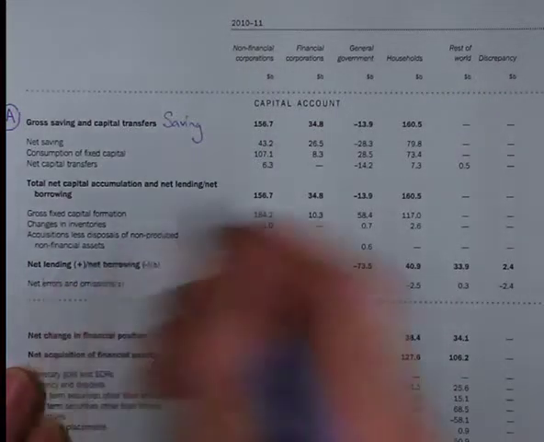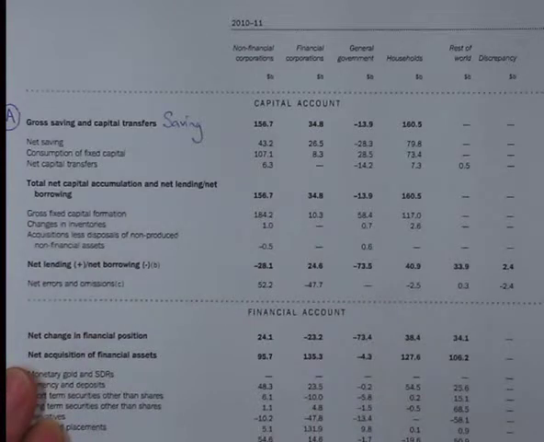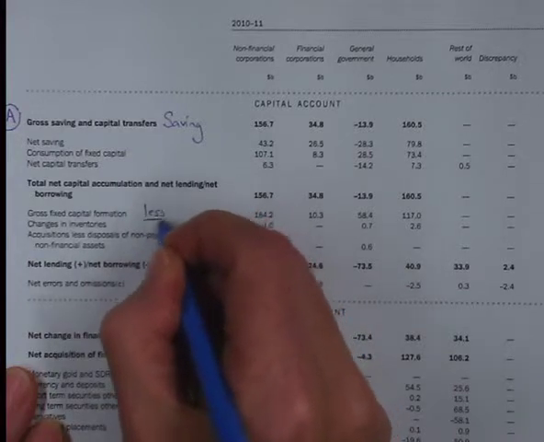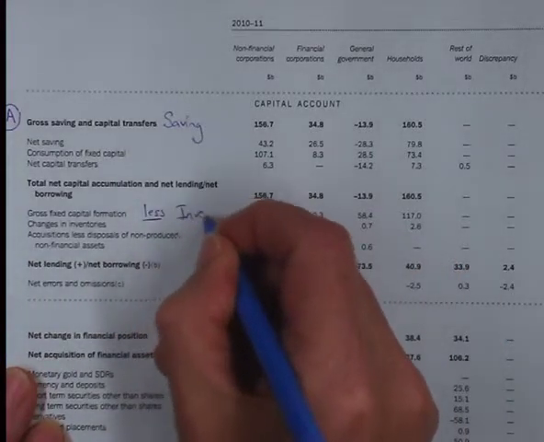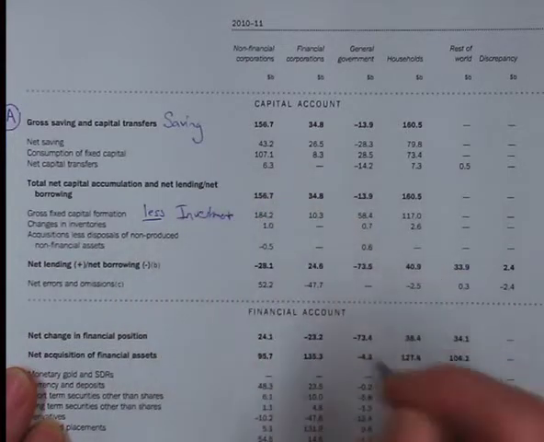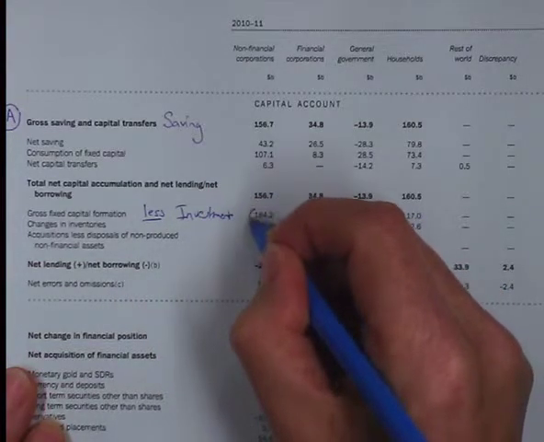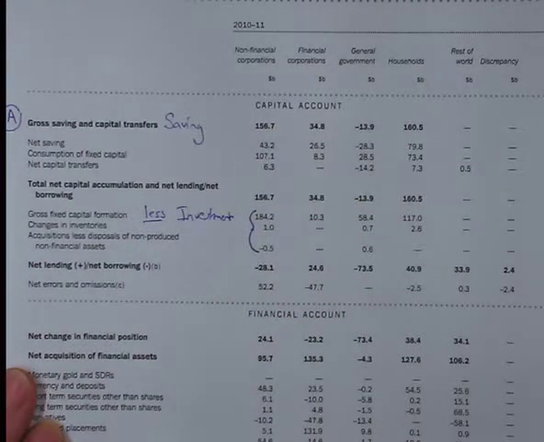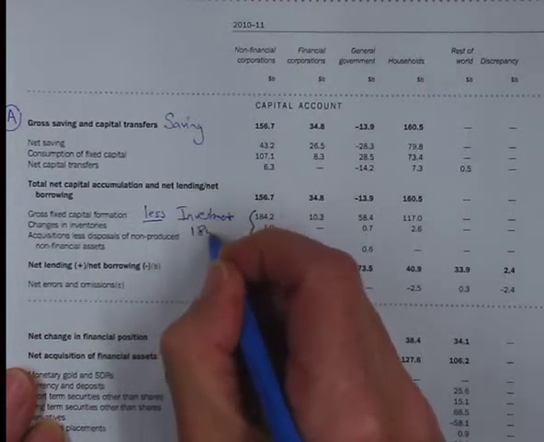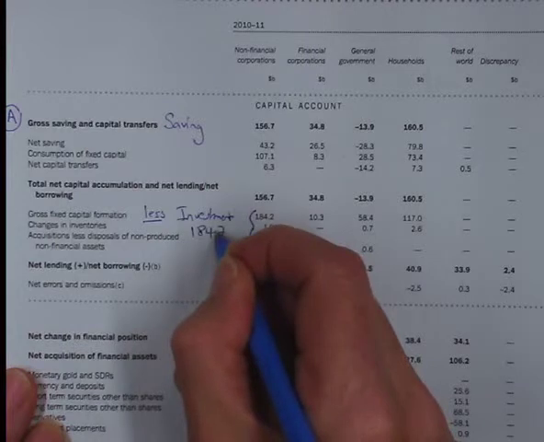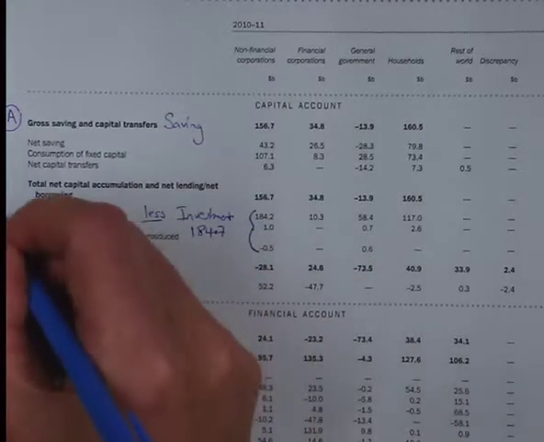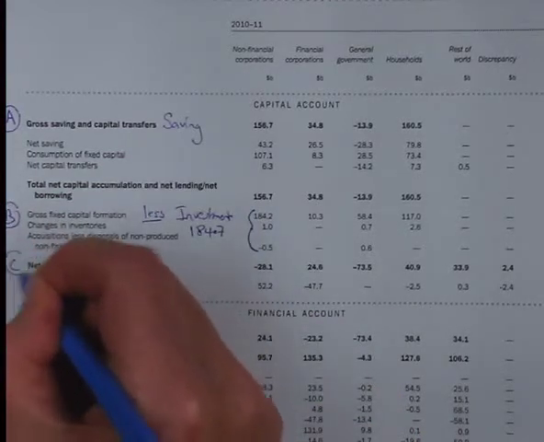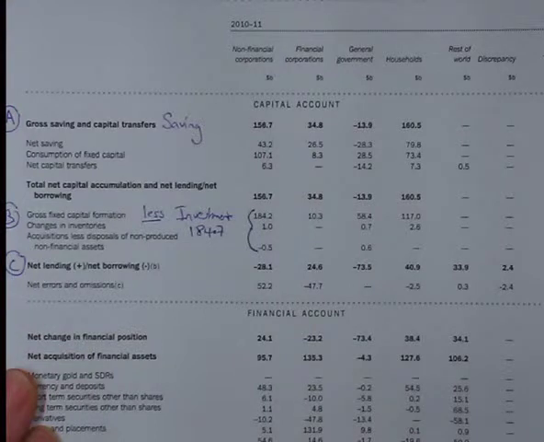But in terms of determining whether the sector is a net lender or a net borrower, we have to look at savings less investment. And these items here are the investment items. And that adds up to $184.7 billion. So, in a sense, it's A minus B is equal to C, which is the net lending or borrowing requirement for the sector.